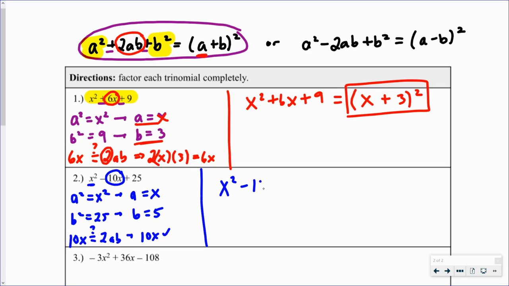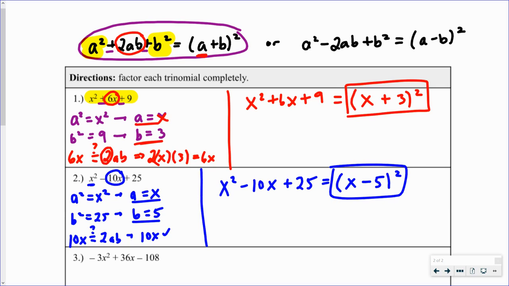Now this one in particular, this perfect square trinomial, follows the second pattern. So this one's going to factor to a minus b, all squared. So in this case, a is x and b is 5, so it's x minus 5, all squared. So there we go. Last one.